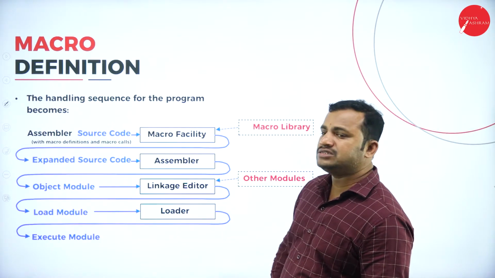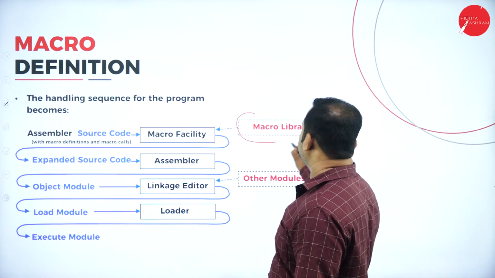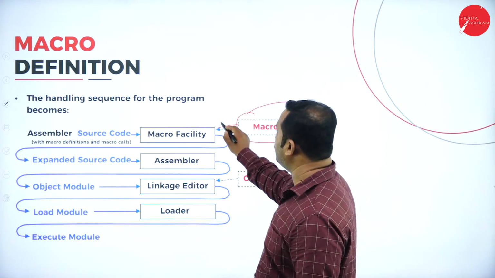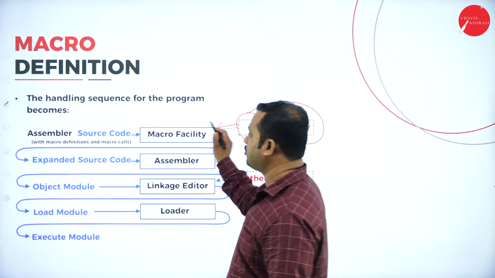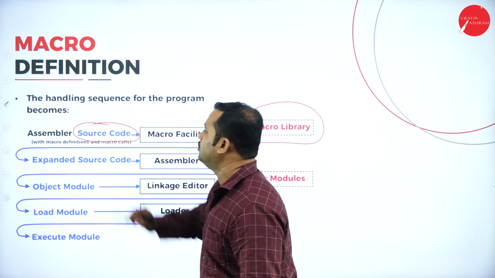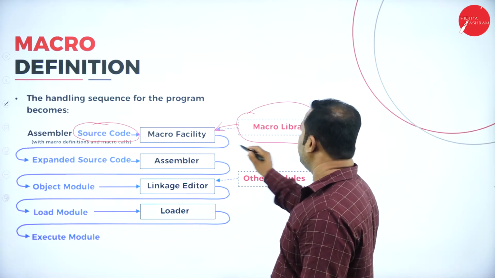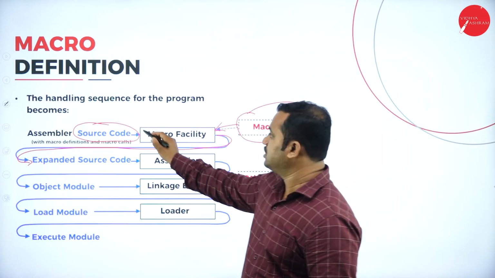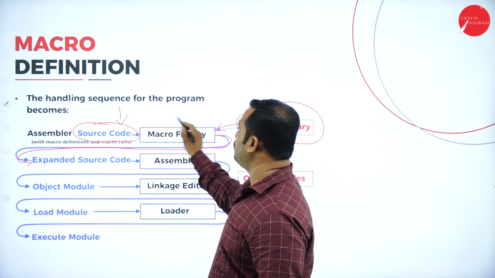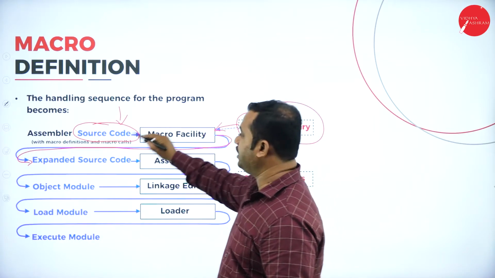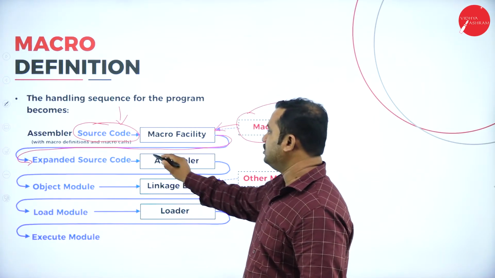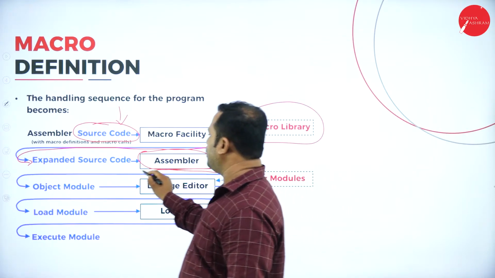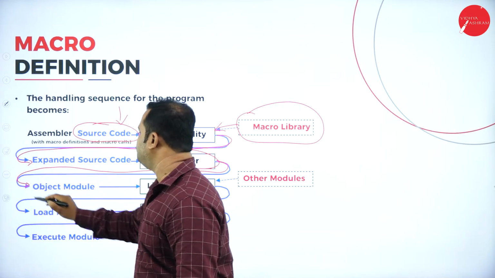If you look at this, you will clearly see that the macro library which you have added will be inserted at the time of macro facility, that is with the source code. Once the source code is ready, we bring it to the next level, the expanded source code. Once the library is incorporated, it becomes the expanded source code. Then it is given to the assembler. The assembler then takes the expanded source code and generates an object module.